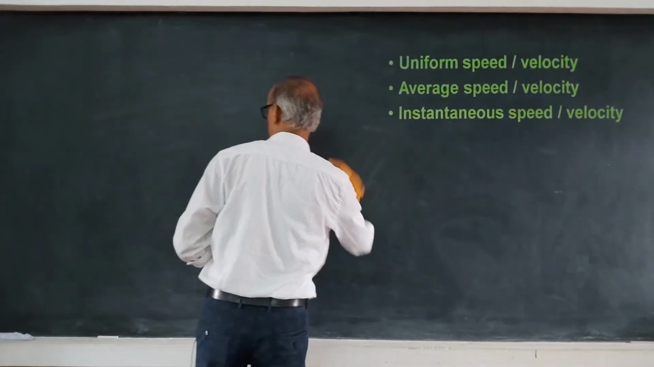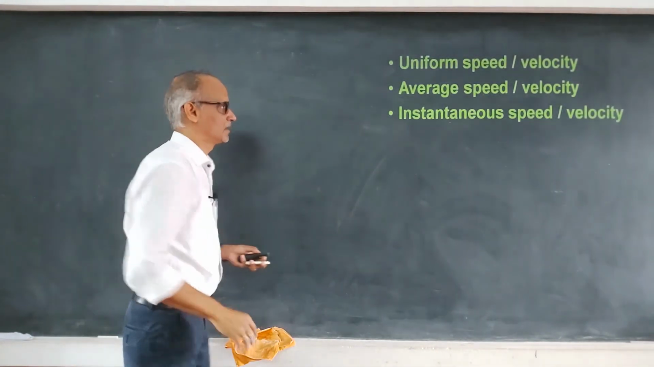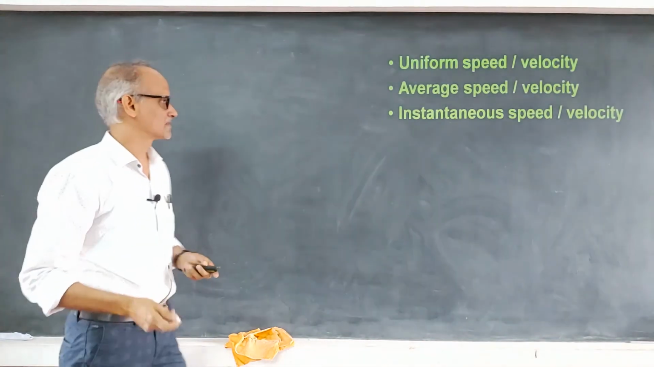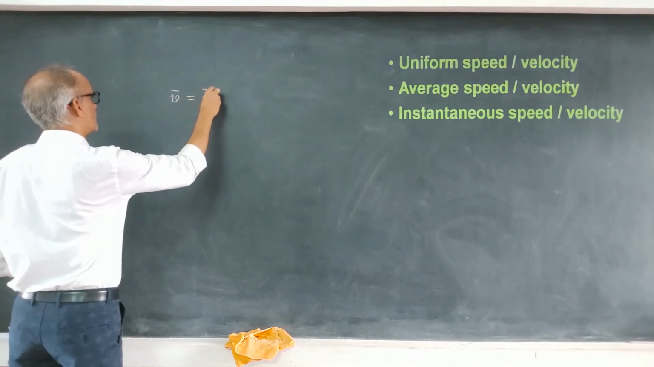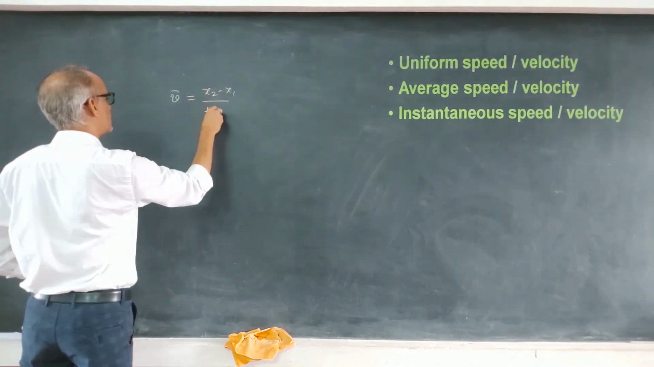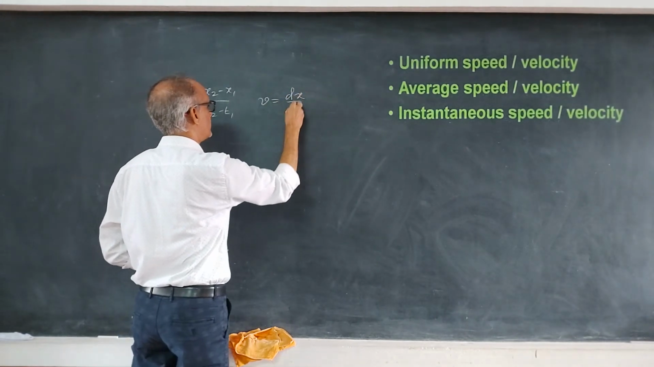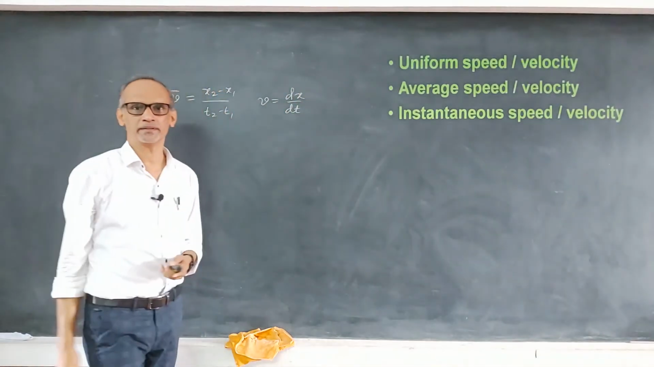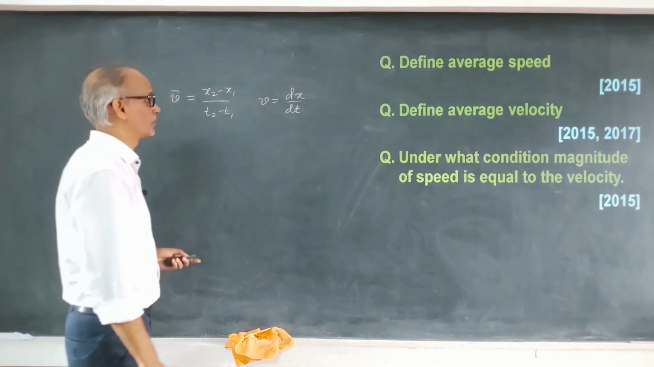Right, so let's see the next question. I have given the two formulas, one for average and the other for instantaneous speed. Okay, so let me write again. For average, V bar is equal to x2 minus x1 by t2 minus t1, whereas for instantaneous, V is equal to dx by dt. Okay, right. So let's see some more questions.